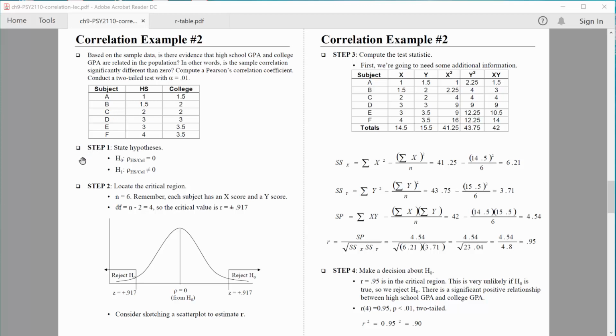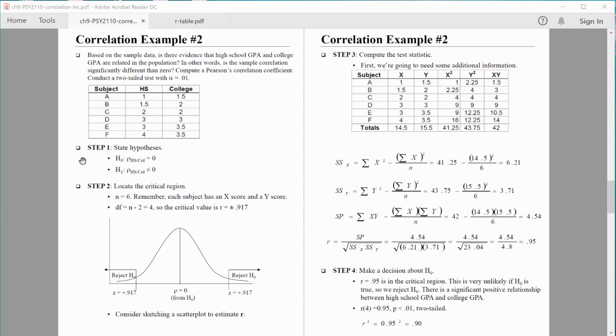We need to state our hypotheses. Of course, our null hypothesis states no effect. And if there is no effect or no relationship between these two variables, then the population correlation, which in this case is rho, would equal 0. So rho, the population correlation between high school and college GPA, is 0. And then the alternative is that it's something other than 0. Remember, it can be positive, it can be negative.